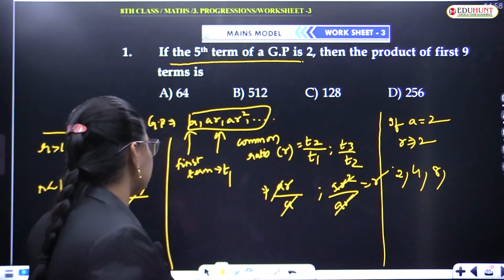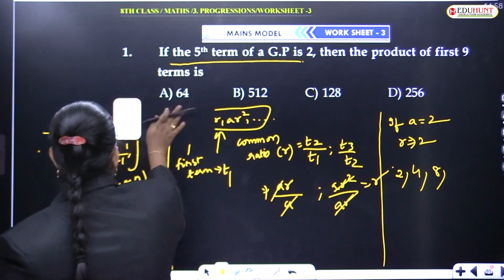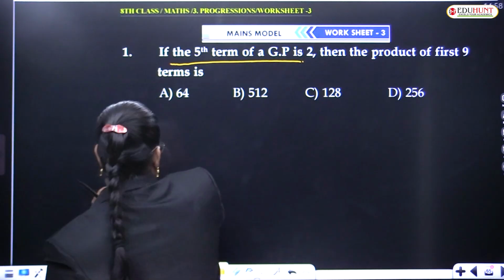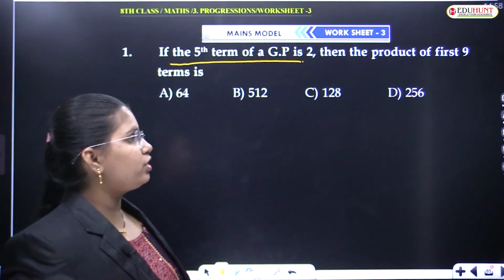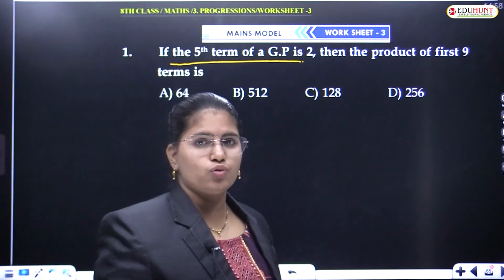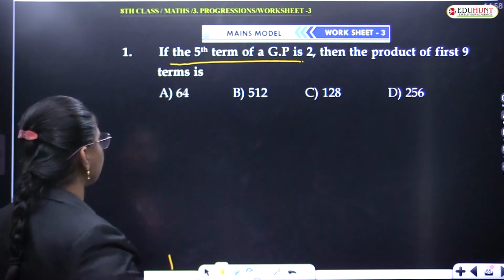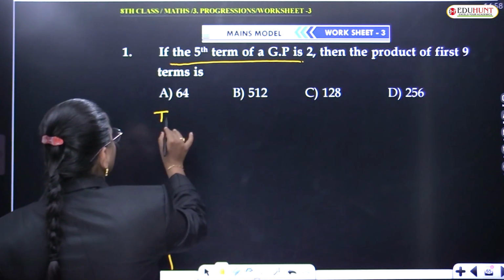Let's begin the problem. Just a minute. What is the problem we have discussed? Yeah, so what is the question we are going to see? The first question: if the fifth term of a GP is 2. What is this? If the fifth term of GP is 2, that means I can express it as T5.